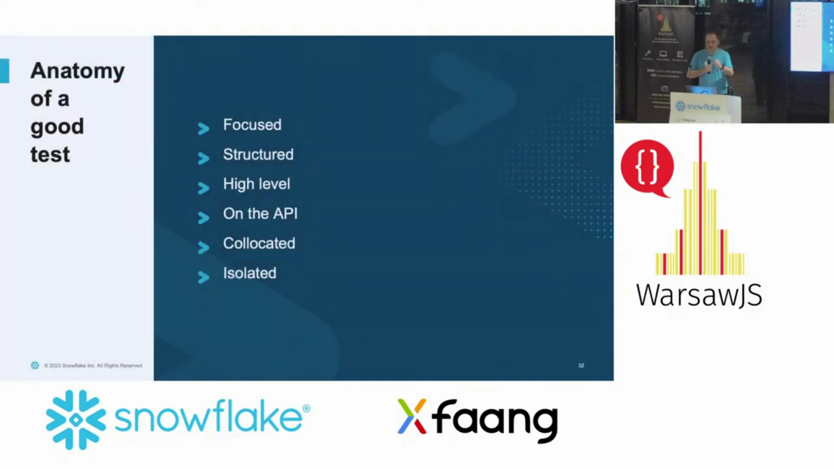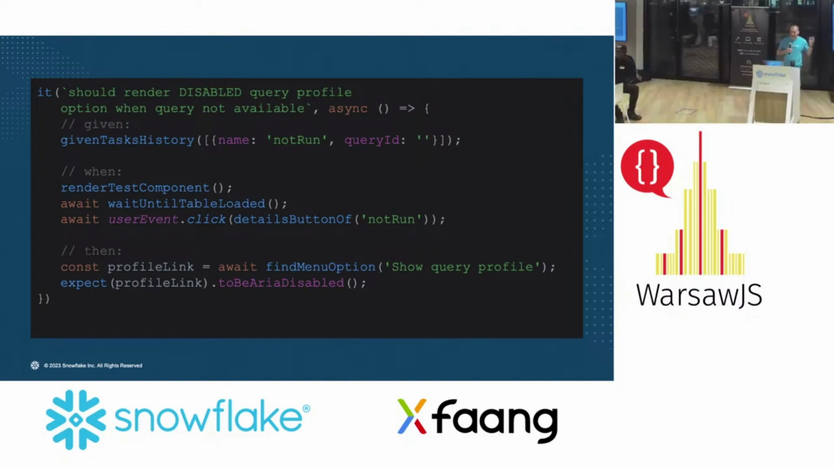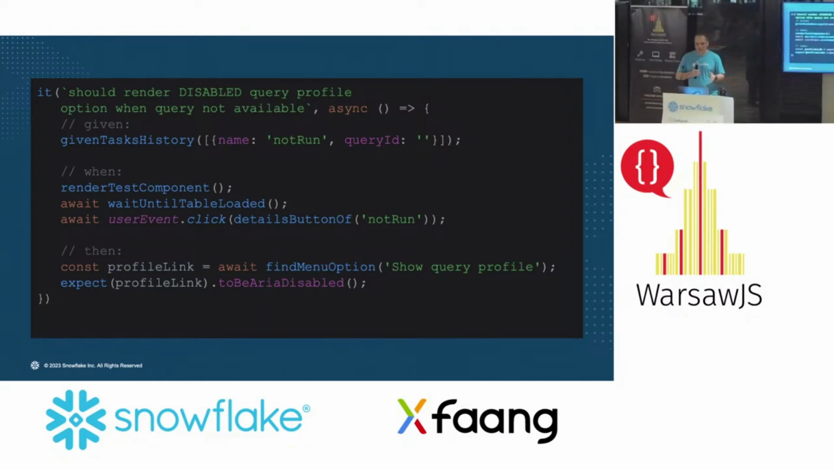So these are the essential traits I find for tests to be good. And good meaning easy to read and maintain and giving valuable feedback. So focused, starting with a good name, structured for easy navigation inside, high level for the ease of reading it, focused on the API to be resilient to any refactorings, collocated for convenient discovery and restrained scope, and isolated for easy debugging and maintenance.